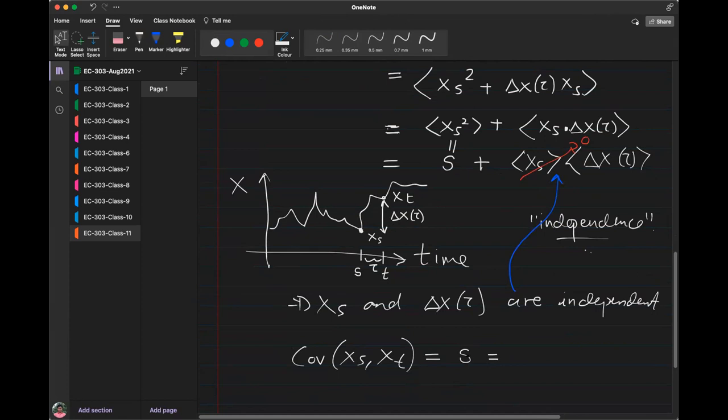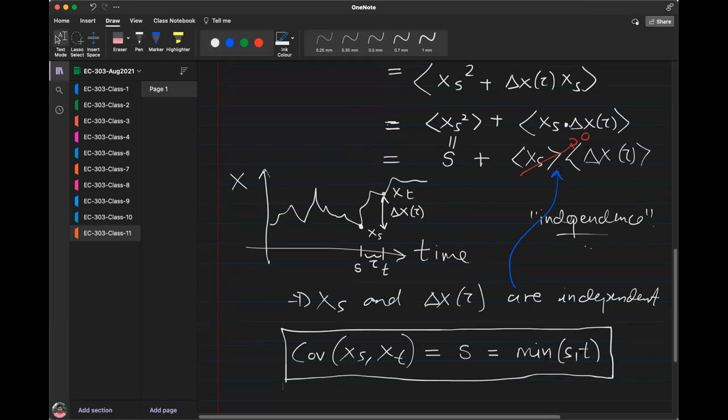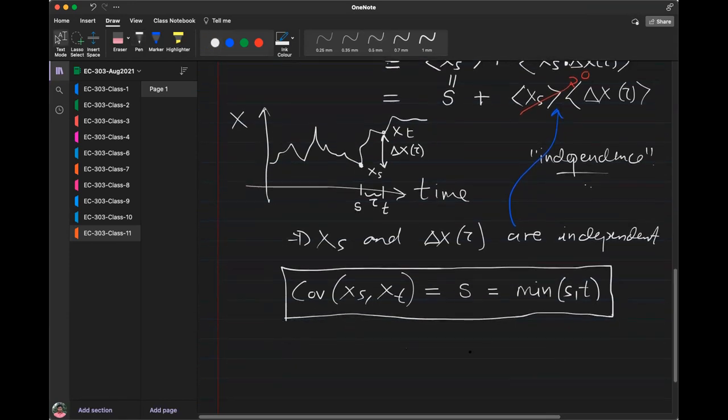If s was greater than t, what will we get here? We would have gotten t. So a more general answer is that it's actually the minimum of s comma t. So the covariance between two displacements xs and xt is the minimum of s and t. Any questions?